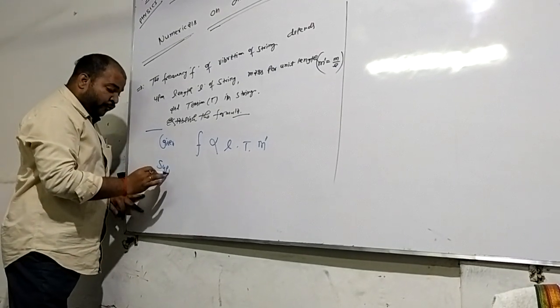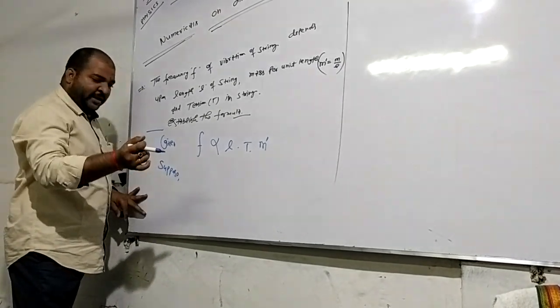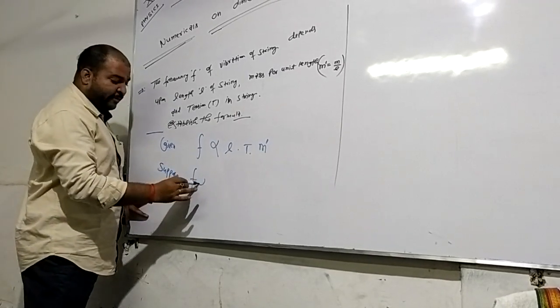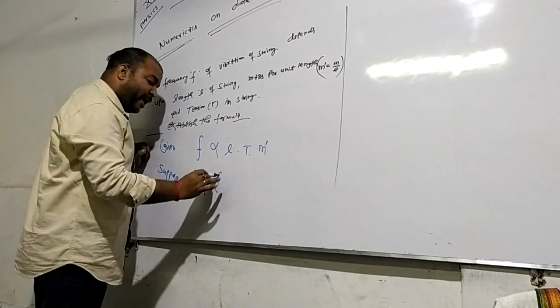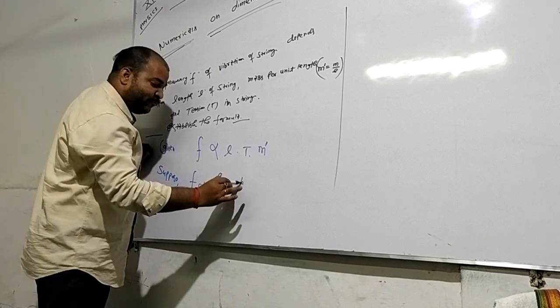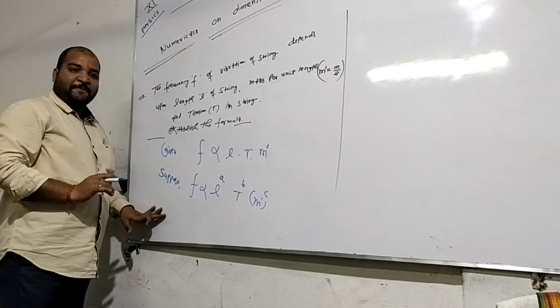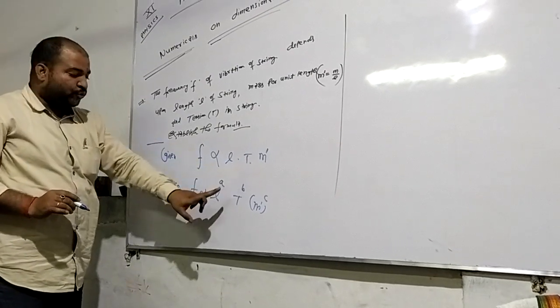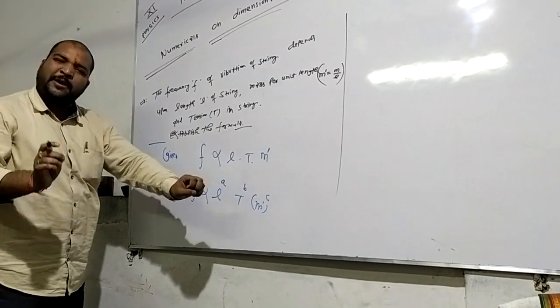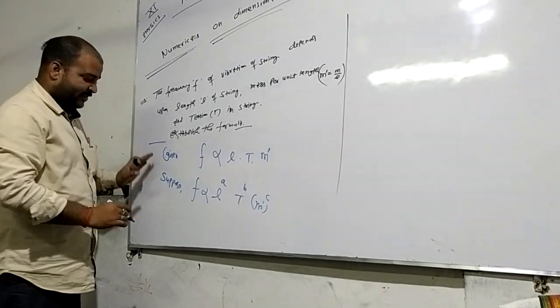Suppose you are to do only a single step. Suppose this frequency depends upon length to some power, tension to some power, and m dash to some power. This is the step you have to choose. It is given already. You should put the unknown powers on the given factors.